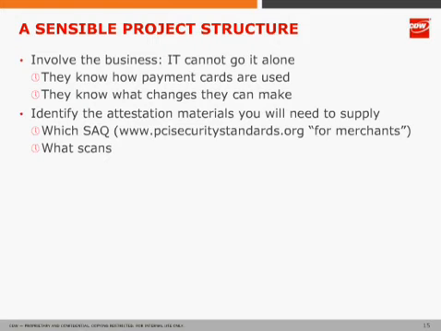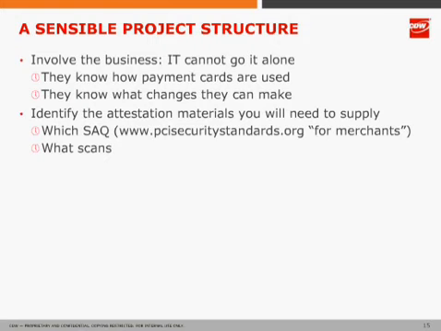The second thing is figure out what materials you're going to need to provide. Generally speaking, this is going to mean which SAQ, and the way to figure that out is to go to the PCI Security Standards website. There's a link there for merchants, and there's a link on the For Merchants page that helps you determine which SAQ. It gives you a series of questions to figure out which SAQ is right for you.